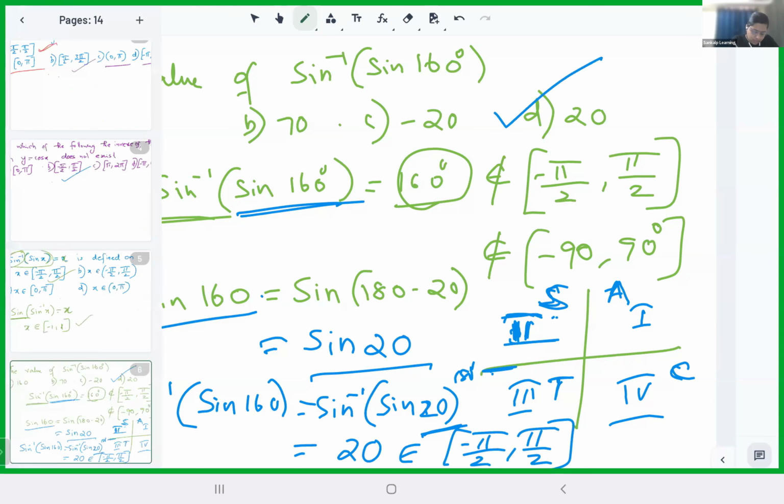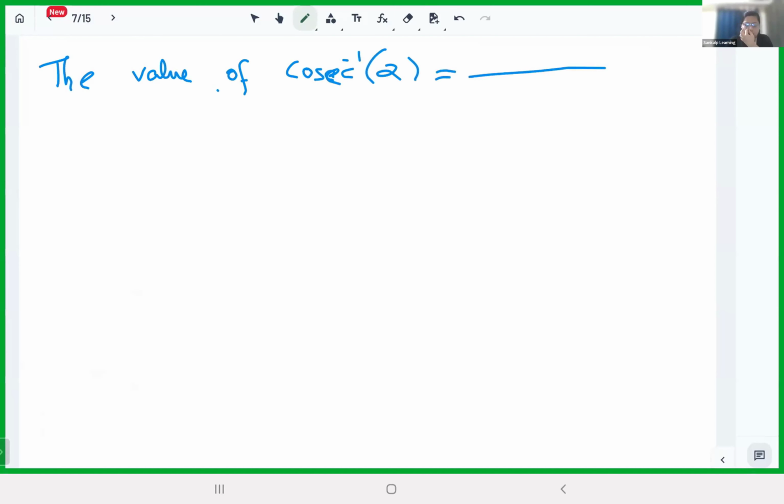Next, we are moving on to the next question. The value of cosec inverse of 2 is equal to dash. You might get a question in the form of MCQ, or it can be in the form of fill in the blanks. So here it is given in a fill in the blanks form. You have to find out the value of cosec inverse of 2.